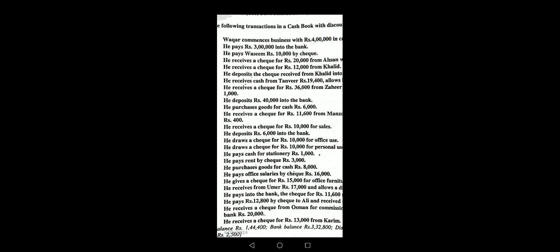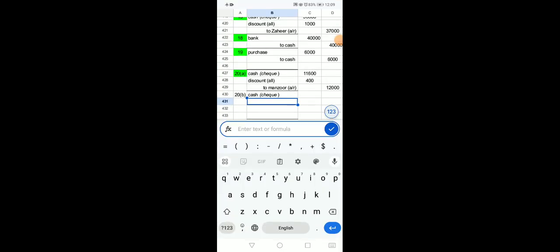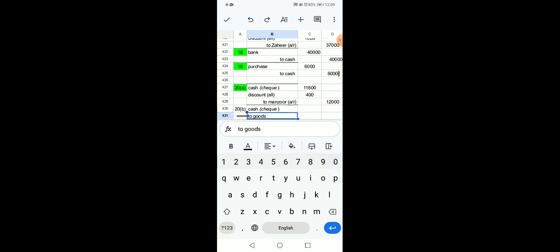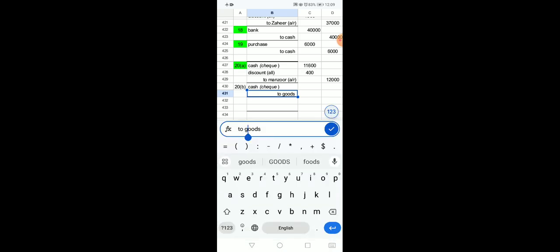Second entry, for sales. You have received the check for sale. Sale means your goods are going out. You are selling goods, so you were supposed to write goods on the credit side, as goods are your asset. The asset is being decreased. But you know, in accounting we do not write goods, we write the working instead.